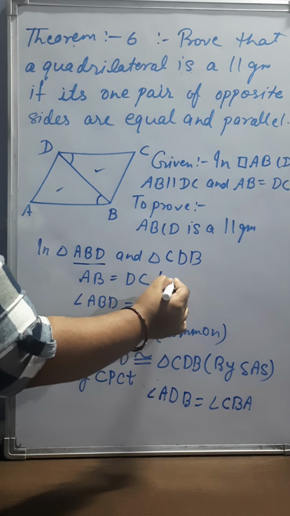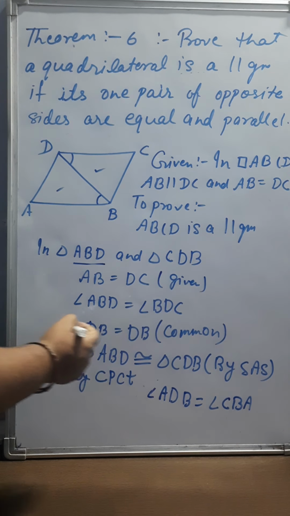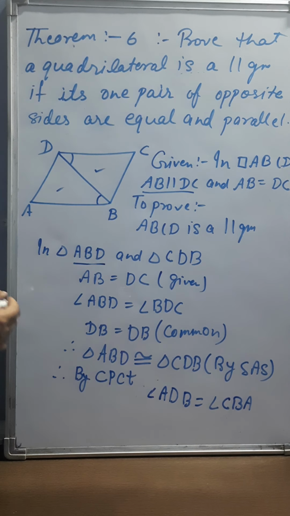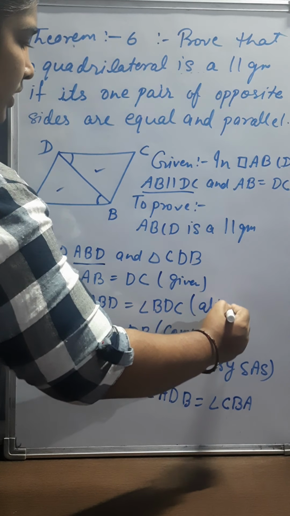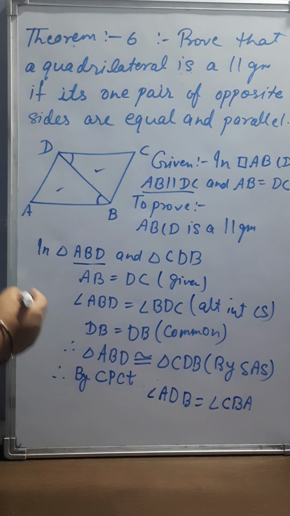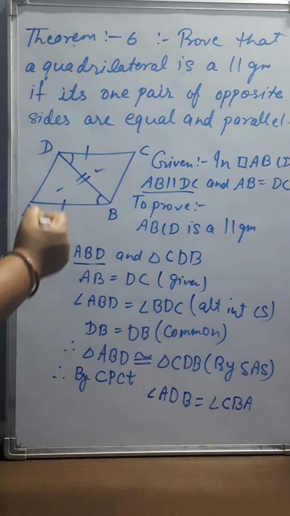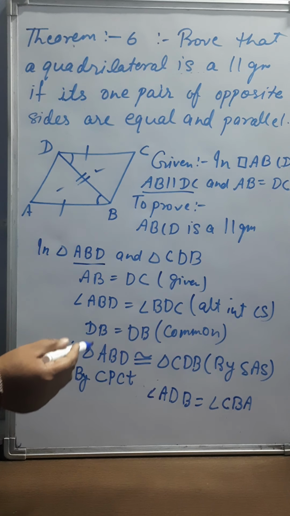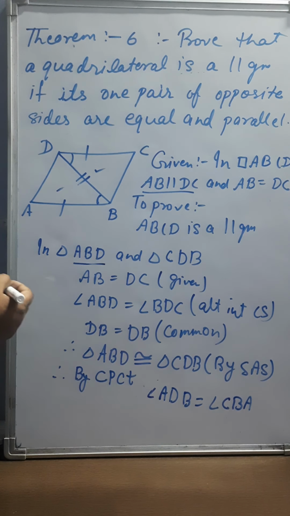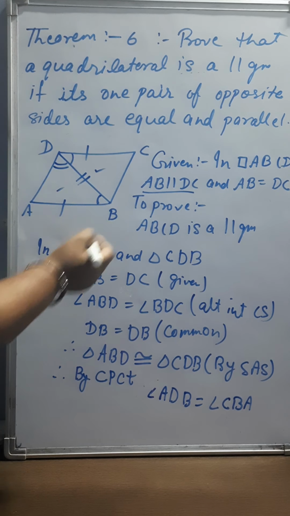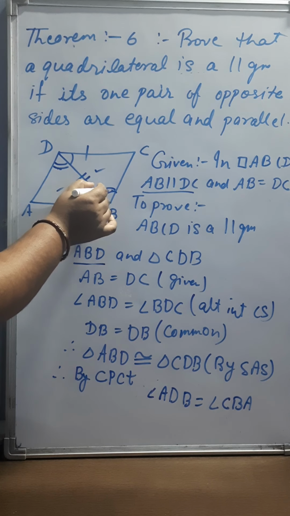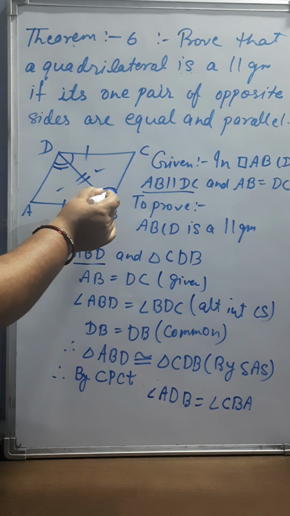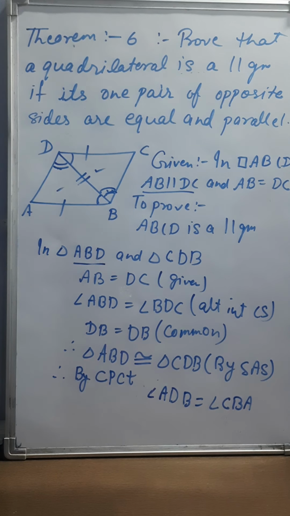So AB is equal to DC, this is given. And since AB is parallel to DC, we can write angle ABD is equal to BDC. These are alternate interior angles. Plus this BD is the common side. So these two triangles are congruent by SAS. So if these two triangles are congruent, by CPCT we can write angle ADB is equal to angle CBA. So these two are alternate interior angles, and we know that if alternate interior angles are equal, lines are parallel.